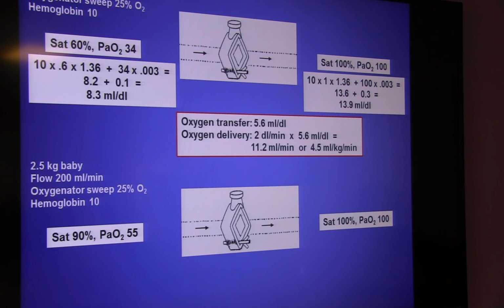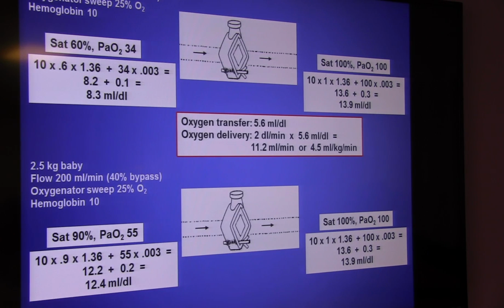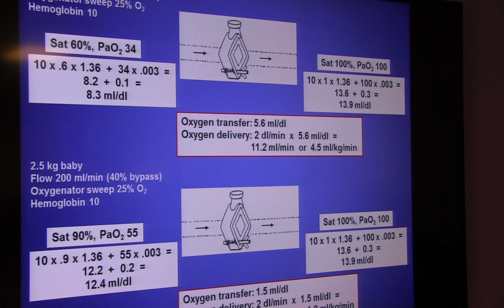So your saturation going into the oxygenator is going to be relatively higher, and so the amount of oxygen that you are actually able to deliver is going to be less. Depending on how much recirculation you have, you may have a SAT going in of 90%, a PO2 of 55, and then a SAT coming out of 100 and a PO2 of 100, such that you're really only delivering a little over 1 milliliter per kilogram per minute, and this may not be adequate depending on what the baby's demands are.